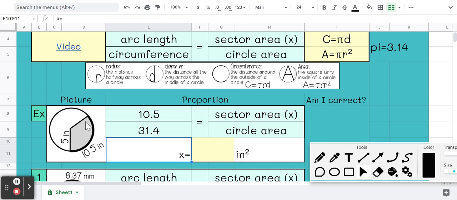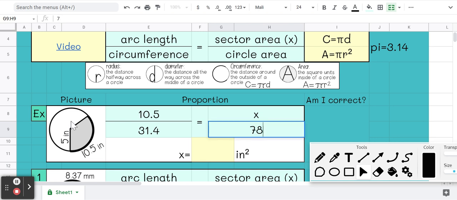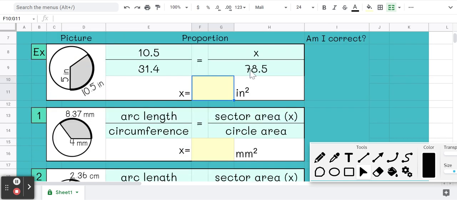The sector area is the area of this section or piece of the circle. We don't know it, so let's just use x. Circle area is pi times radius squared. So in a calculator, we're going to do 3.14 times 5 squared again. And we get 78.5. I'm going to scroll down a little bit.